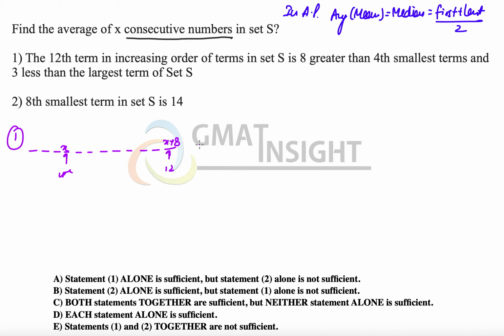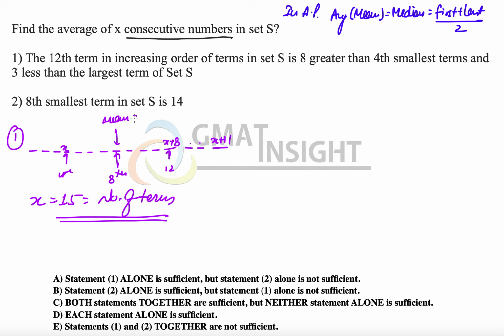And this value is 3 less than the largest term. That means the largest term in that case will be x plus 8, x plus 9, x plus 10, x plus 11. Which means it tells us that x is equal to 15, which is actually the number of terms. So this statement indirectly is giving us the information that the number of terms in the set is equal to 15, and we need to find out the middle term, which is the 8th term. So the 8th term is going to be the mean, or it is going to be the median. So that's what we want to find out. But this alone is definitely not sufficient to answer the question, so we cross off option A and option D.